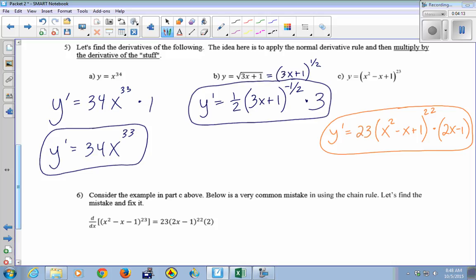Careful to include parentheses when you're multiplying by the derivative of the stuff. You want to multiply by the whole thing. Because the derivative of 3x plus 1 is 3. Right? The derivative of x squared minus x plus 1, the derivative of the x squared is 2x. No, the derivative of 3x is 3, not 3x.